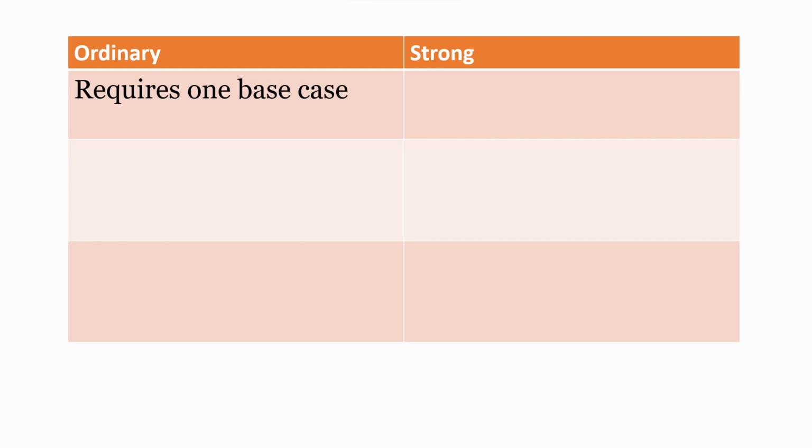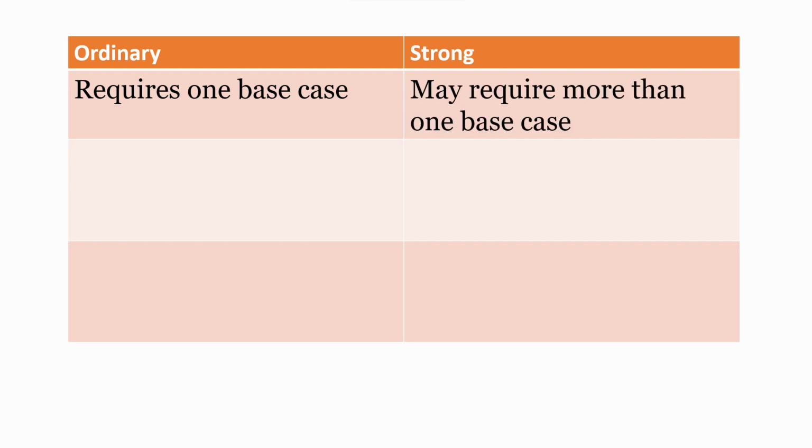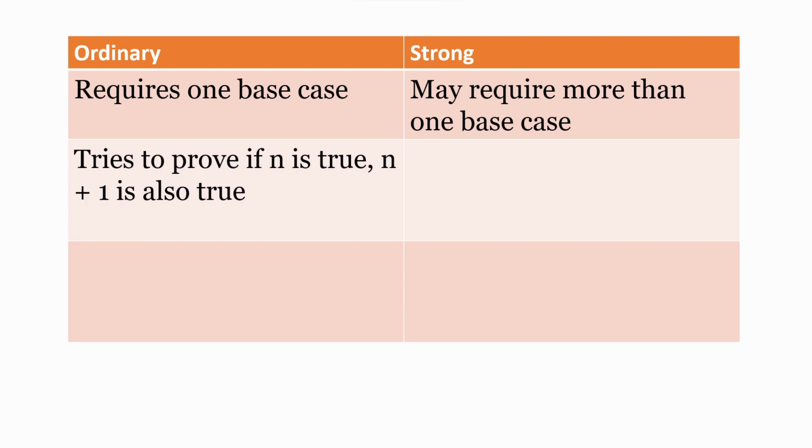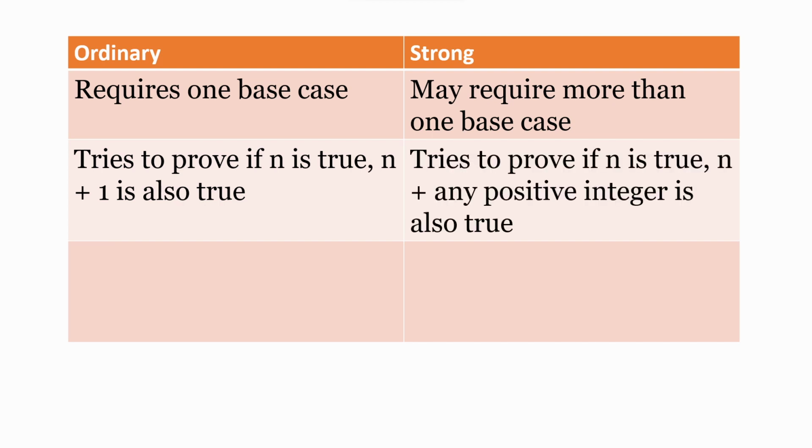We can see this in our inductive hypothesis step, where we try to prove that n equal to k plus 1 is true if n equal to k is true. However, strong induction might require multiple base cases. In ordinary induction, we prove that if n is equal to k is true, then n is equal to k plus 1 is also true. However, a strong induction proof might prove that if n equal to k is true, then n equal to k plus 2 is true, or 3 is true, or any other constant value.